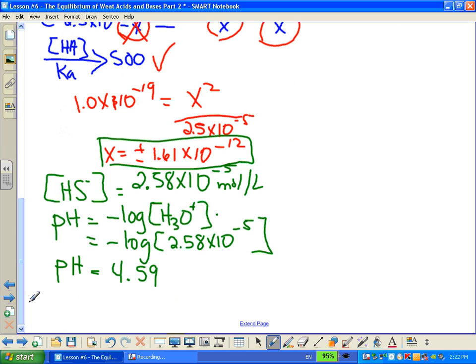You substitute it into the equation we learned in the previous days. So pH is equal to the negative log of H3O plus. We substitute our values in, and we get a pH of 4.59. Okay, so hopefully that makes a little bit more sense to you. Definitely make sure you do the practice questions in this section because it can be complicated.